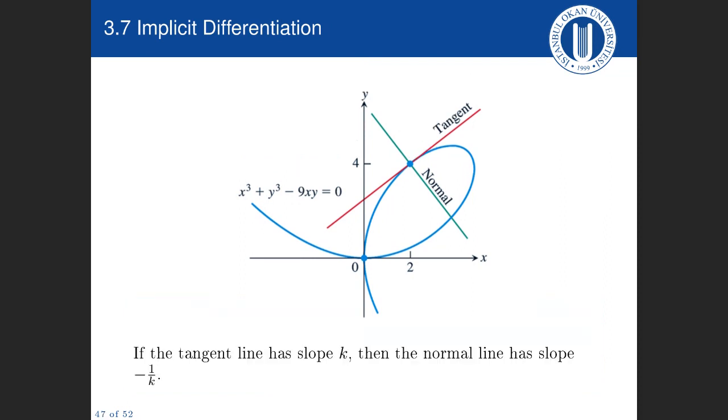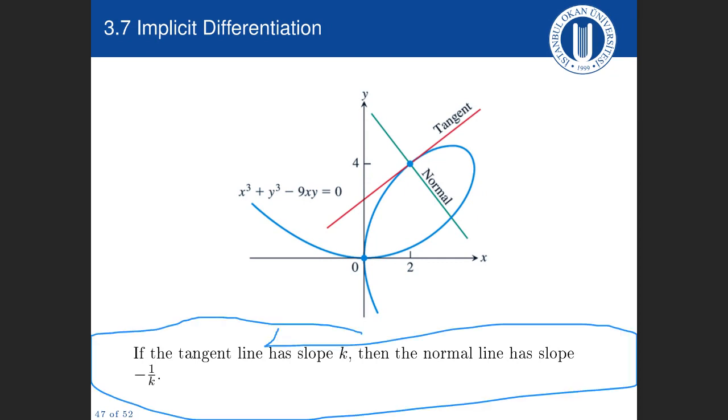And the rule is, if a tangent line has slope k, then the normal line has slope minus 1 divided by k. So for example, if a tangent line has slope 7, then the normal line has slope minus 1 divided by 7. So if you know how to do a tangent line, and if you know this rule, that you replace the slope k with minus 1 over k, then you can do normal lines.